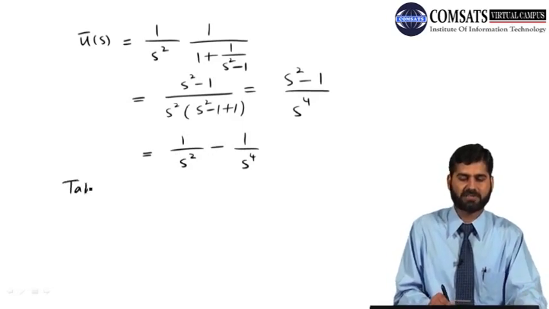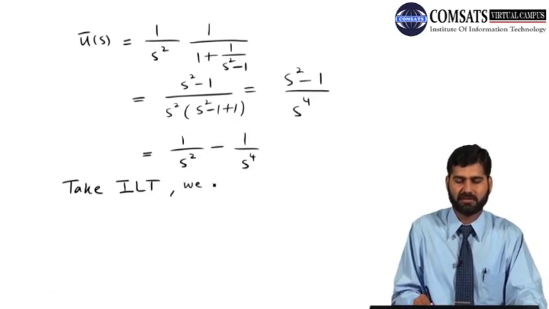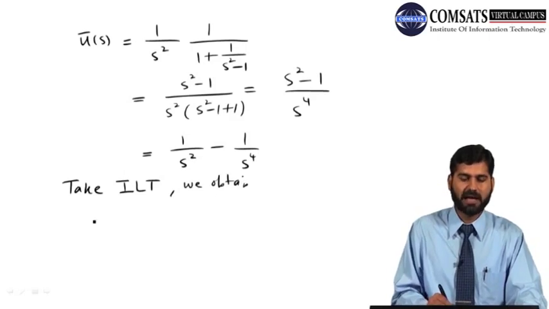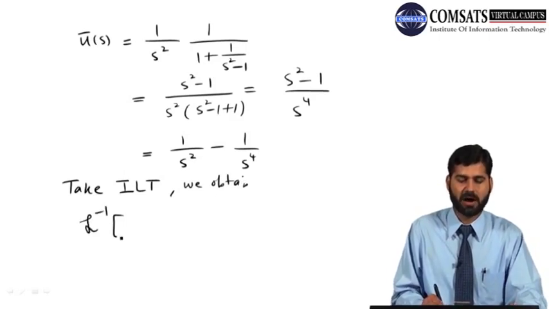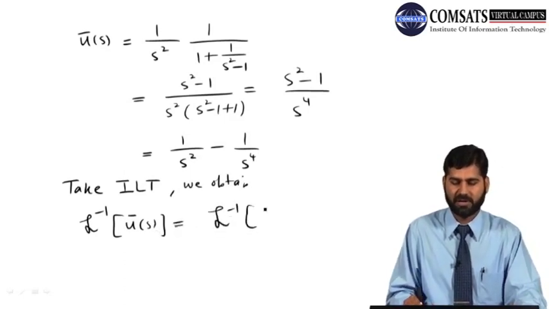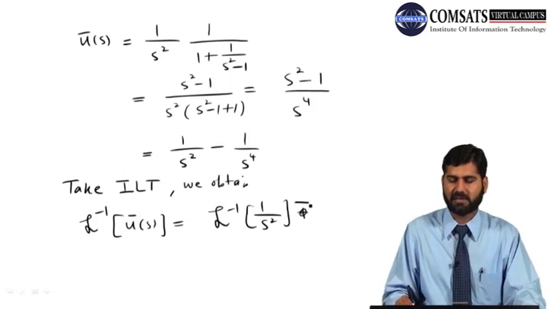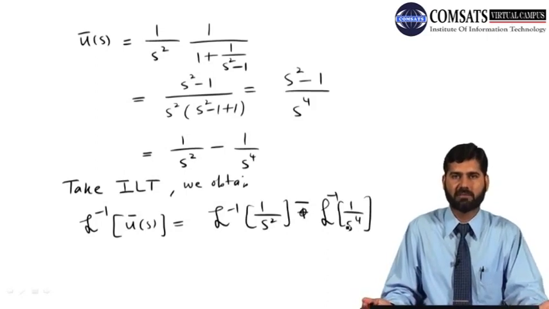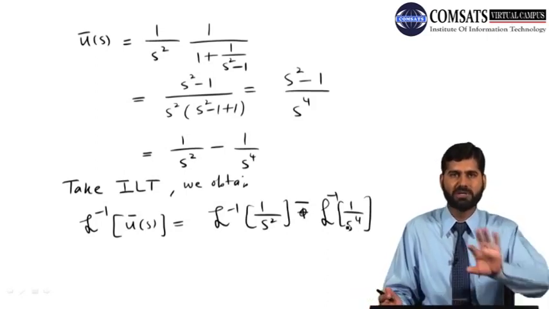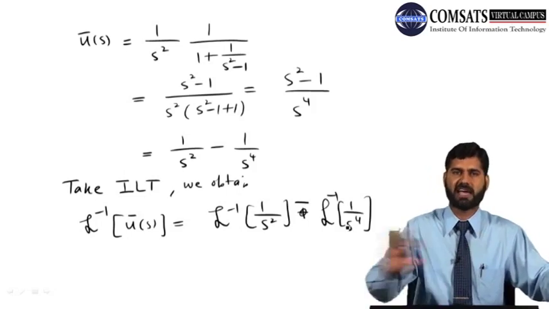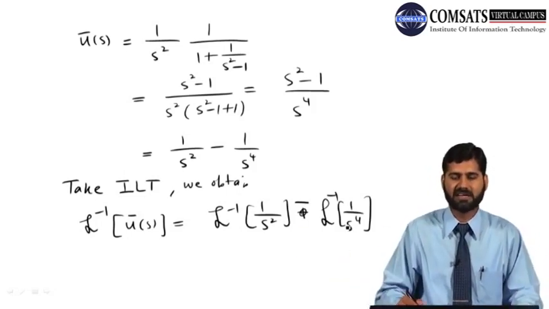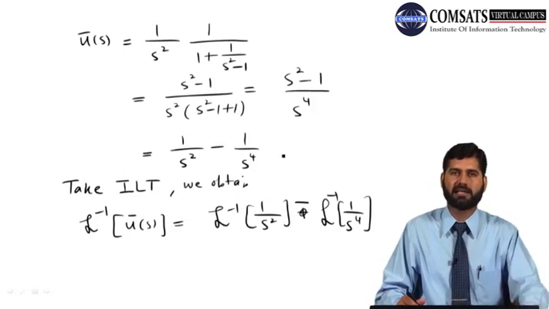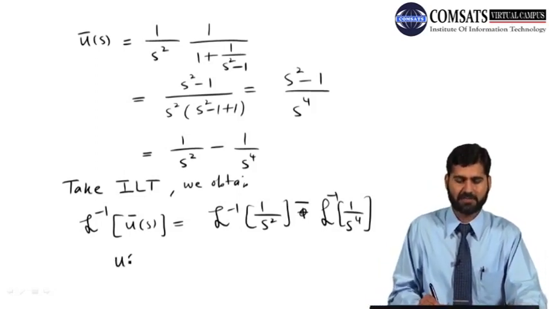Now take inverse Laplace transform. We obtain Laplace inverse of u bar of s, which is u of x, and Laplace inverse of 1 over s square minus Laplace inverse of 1 over s to the power 4. All right, so simply we took the Laplace transform. We isolated u bar of s on one side, sent every other thing to the right side. Right side is known. Every function is known. I can take the Laplace inverse to get my u of x back.